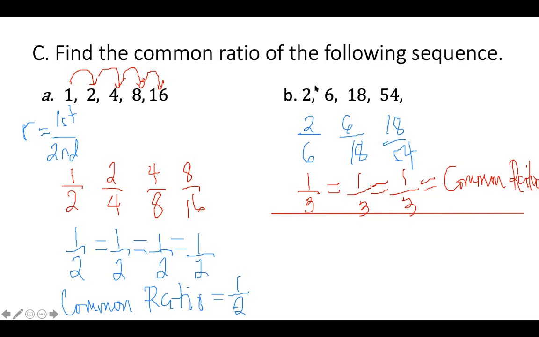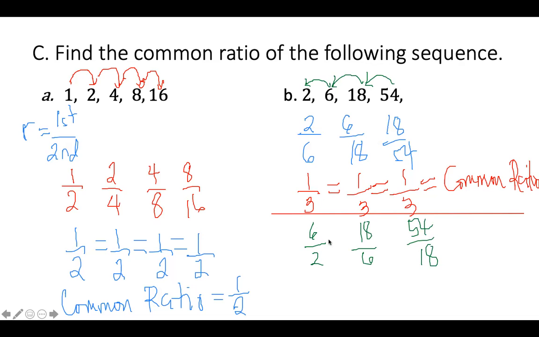Okay, so we will start from 2, from 6 to 2. So that's 6 over 2. Ito naman, that's 18 over 6. Ito naman ay 54 over 18. So, pag titingnan natin, iba-iba yung mga ratios nila. Pero hindi pa sila simplified.